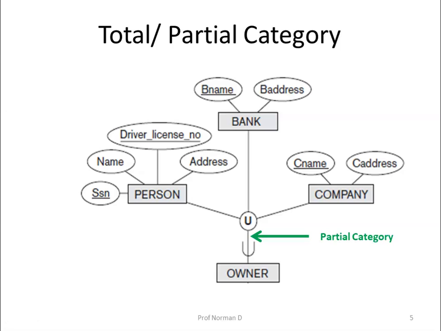A category can be total or partial. A total category holds the union of all entities in its superclasses, whereas a partial category can hold a subset of the union. A total category is represented diagrammatically by a double line connecting the category and the circle, whereas a partial category is indicated using a single line.